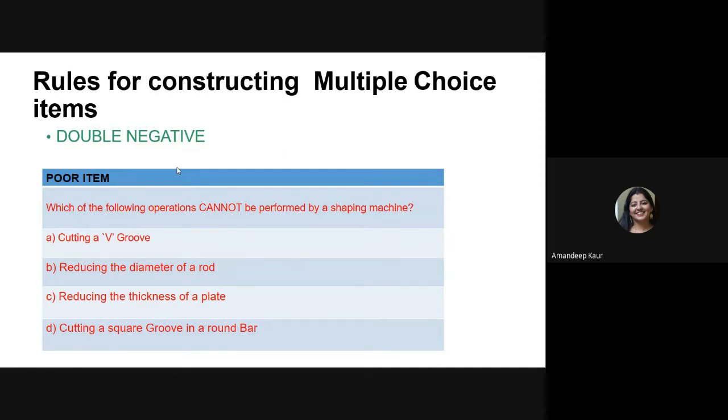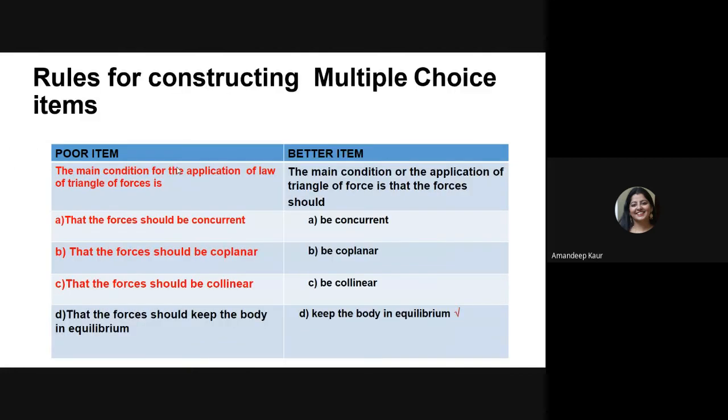Which of the following operations cannot be performed by a shaping machine? This is again considered a negative item or a poor item. So we can simply change the stem to: which of the following operations can be performed by a shaping machine? In this particular case, the key can be different for the asked statement.